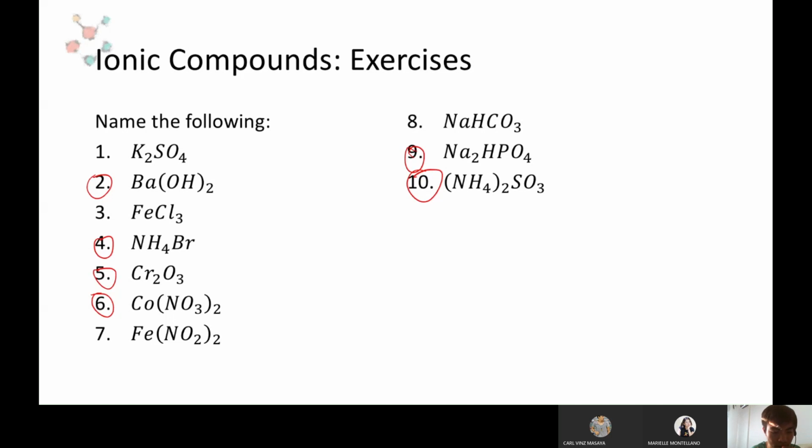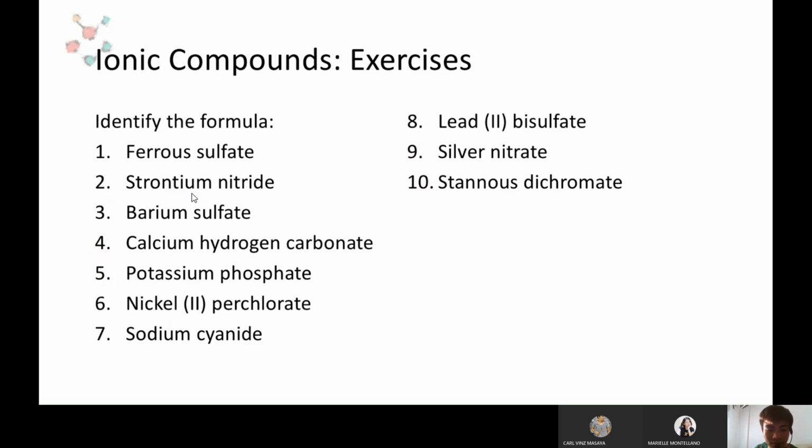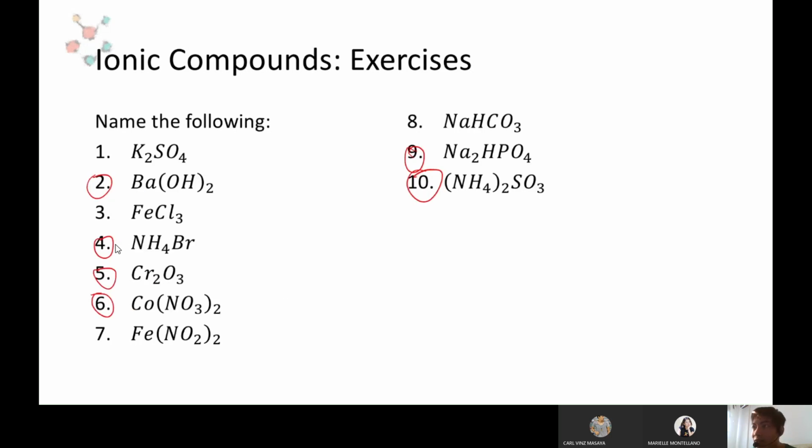For K2SO4, ang name niya ay potassium sulfate. So tama yun, no? Ay, number 2 pala. Number 2, ang pangalan niyan ay barium hydroxide. Ba, pangalan nun as barium. Yung OH ay hydroxide. Okay. Number 4, ang name niya ay ammonium bromide. Okay.